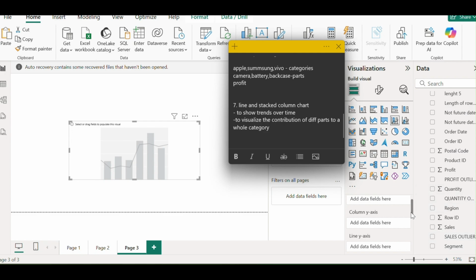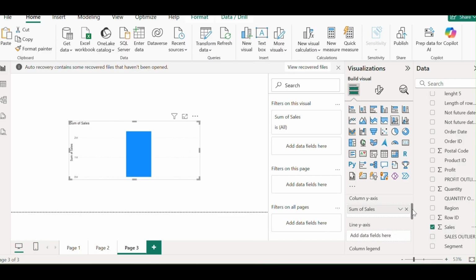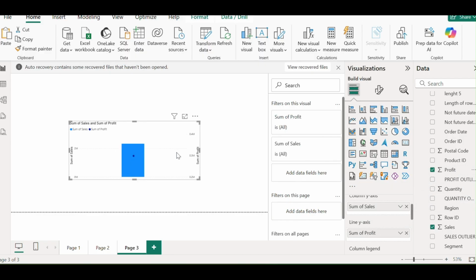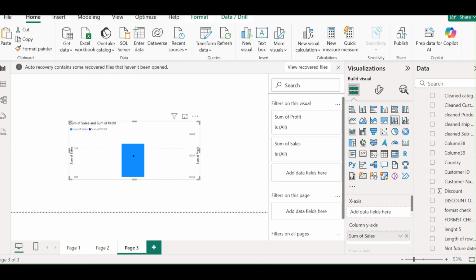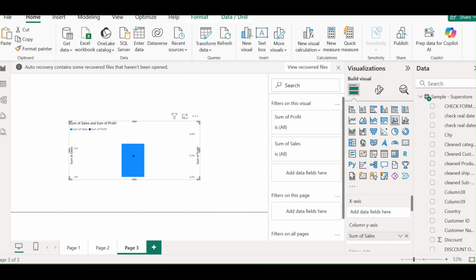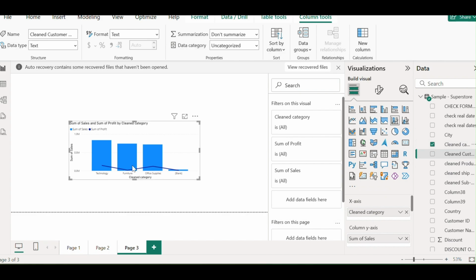See, for example, we have two y-axes, no? Two y-axes, one is for the line, no? So I'm taking sales in the column y-axis, then profit in the line y-axis. So profit, we'll see how profit rises. Then x-axis, I'm taking cleaned category in the x-axis. Okay, see profit. So for technology, the profit is higher, no? Here profit is lesser compared to technology.